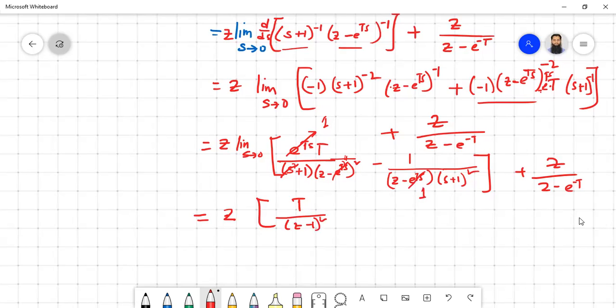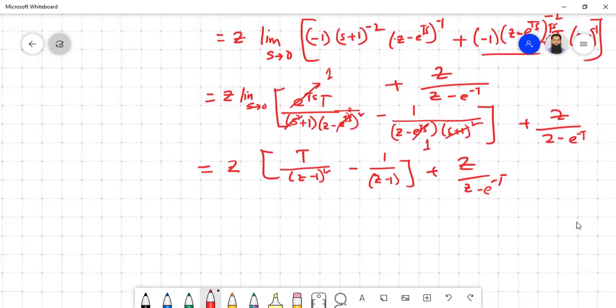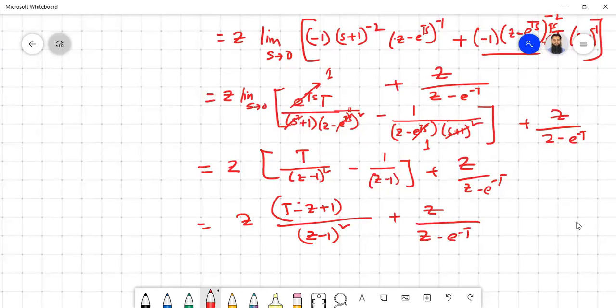Similarly, this one will be 1 as well. And also this one vanishes because it's equal to 0. So by 1 by z minus 1 plus z minus e to the power minus t. Okay, so you can just do a bit of simplification with z minus 1 being taken common. So we will have t minus z plus 1 plus z minus e to the minus t.